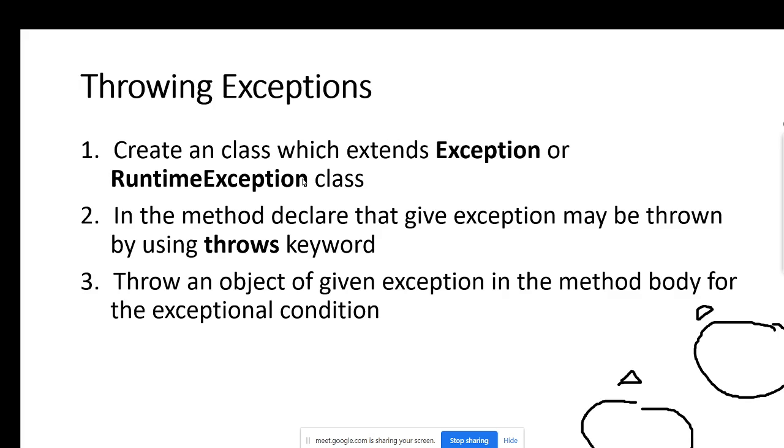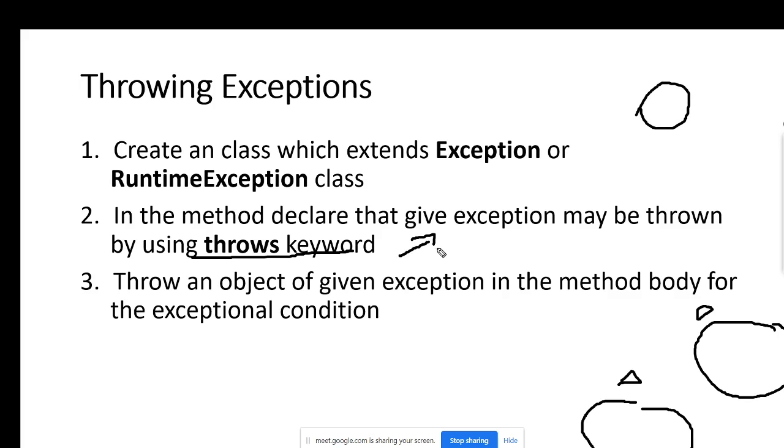If you want to make sure that your exception is a must-handle one, make sure you subclass the Exception class. If you want your exception to be optional to handle, make sure it is a subclass of the RuntimeException class. That is the first thing. Then in your method, where that exceptional situation may occur, you have to throw it when that exceptional condition is satisfied. So first you create your own exception class, then you can throw it.